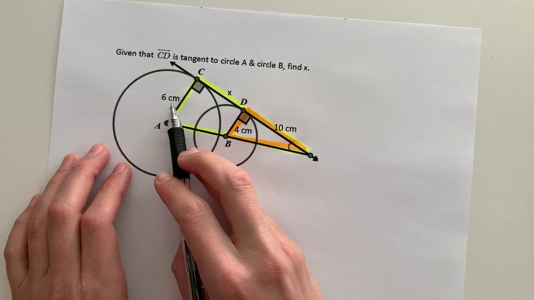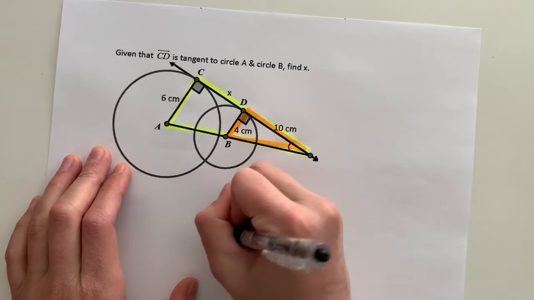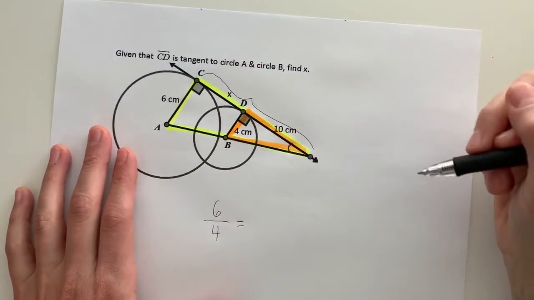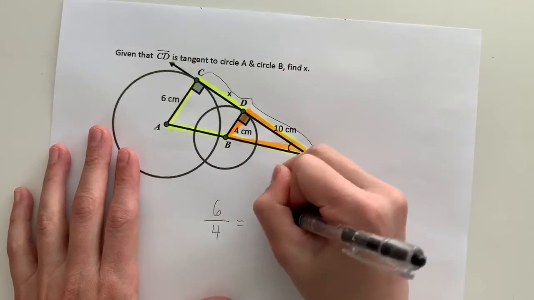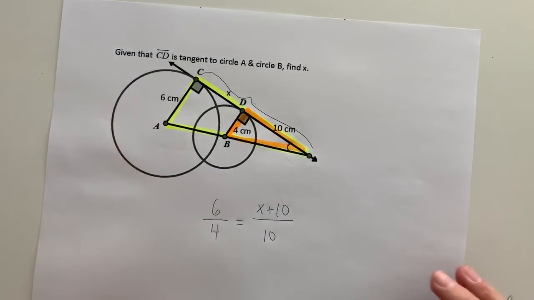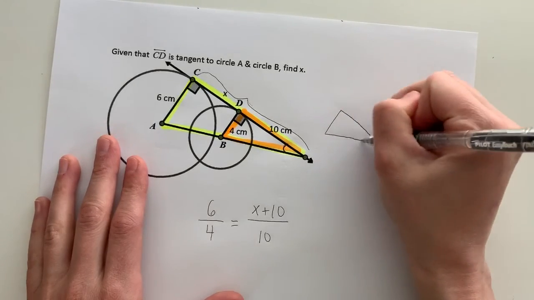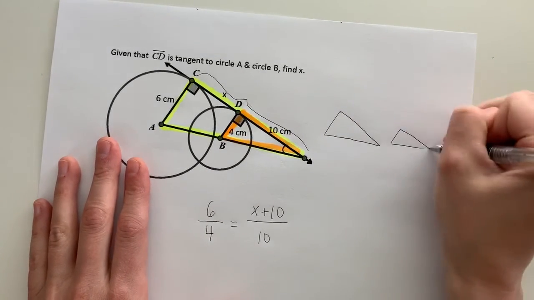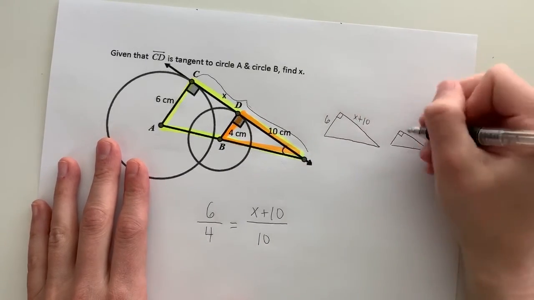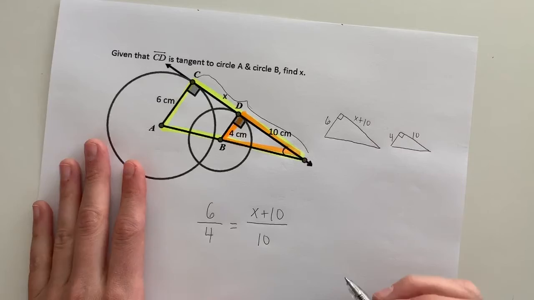So I can create a proportion saying 6 compares to 4, the same way that, remember, I have to use the whole side of this triangle, x plus 10 compares to 10. If I pull those triangles out, just to make sure you see this, there's the larger one, there's the smaller one, right angles. This was 6, this was x plus 10, this was 4, this was 10. So 6 compares to 4 the same way x plus 10 compares to 10.